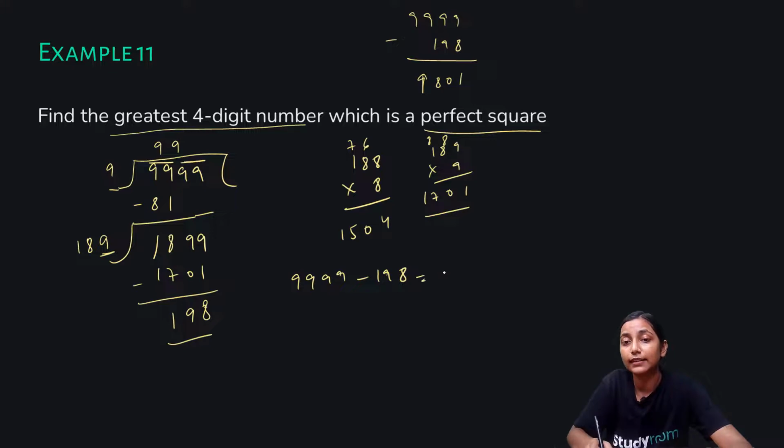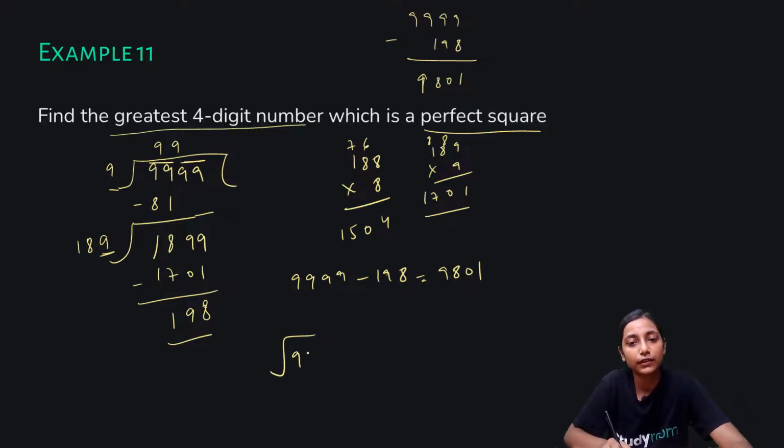And this 9801 will actually be a perfect square, because then the remainder will be 0. We just need to subtract this remainder that was not 0 from our number, which was 9999, and the answer we get is 9801, which will be a perfect square. And from the previous example, what will be the square root?